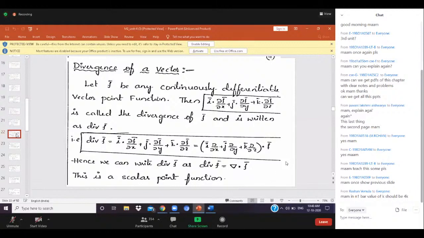Then we are entering the second one, divergence. We have four topics in this: one is gradient, second is divergence, third is curl, and fourth is vector identities. All the theorems in that we have.